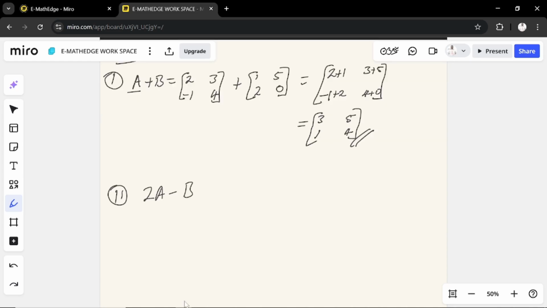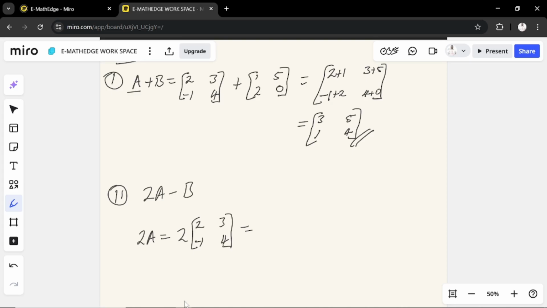minus B. Before we go ahead with the negative operation on these matrices, the first thing we need to do is to first obtain this value of 2A, a scalar number multiplying the matrix A. So let's try to obtain that matrix such that we are going to have 2A equal to 2 multiplying, and what is matrix A? Matrix A is 2, 3, minus 1 and 4, right?